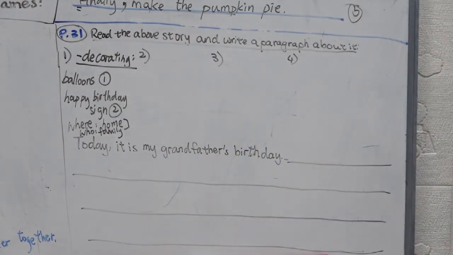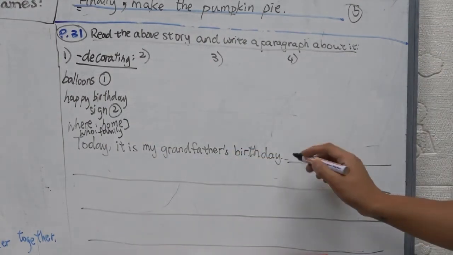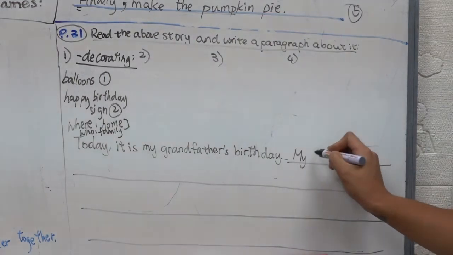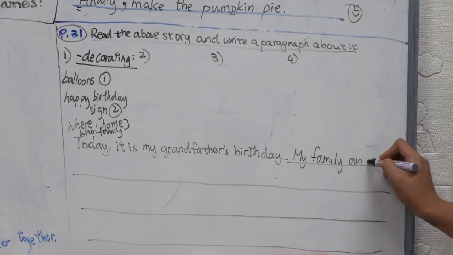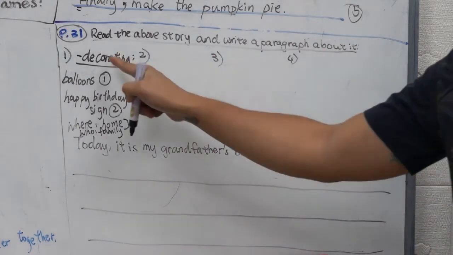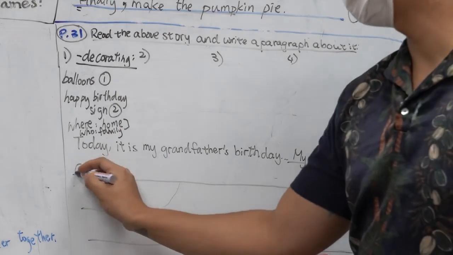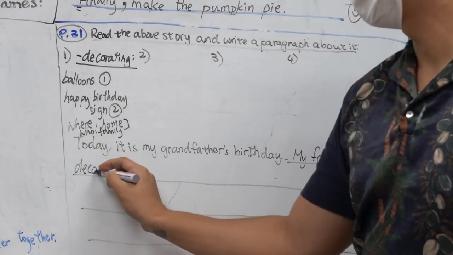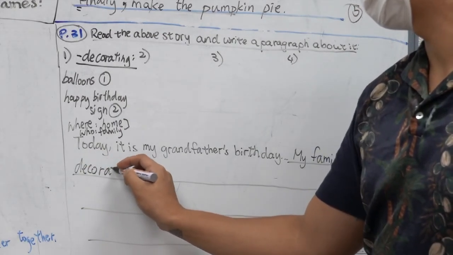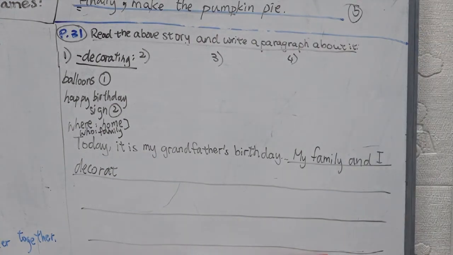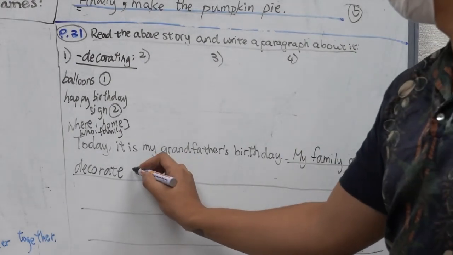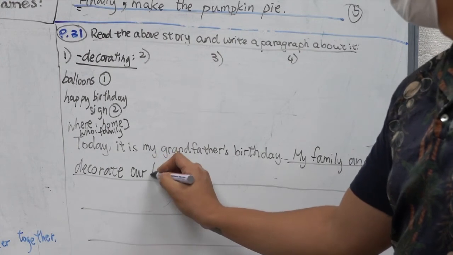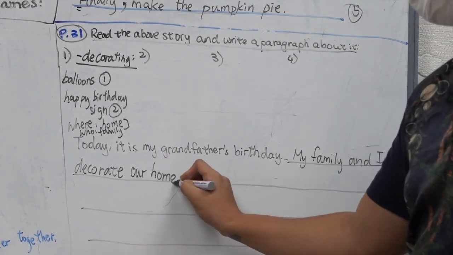So today it is my grandfather's birthday. My family and I, what did you do? Decorated. Oh wait, today it is, okay? So you can just use the present tense. My family and I decorate our home. Full stop.